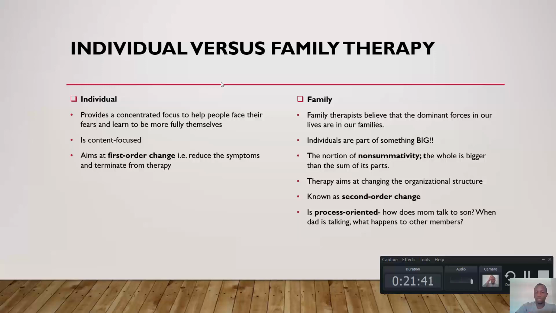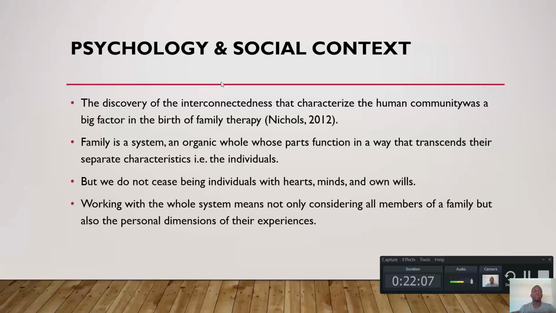It's what we call the bow tie, or the infinity loop, as some people call it, that there's that process that goes on between two people, and that same process happens within families as well. So in a family therapy session, we're looking at how mom talks to her son, for instance. We're looking at when dad is talking, what happens to the other members.